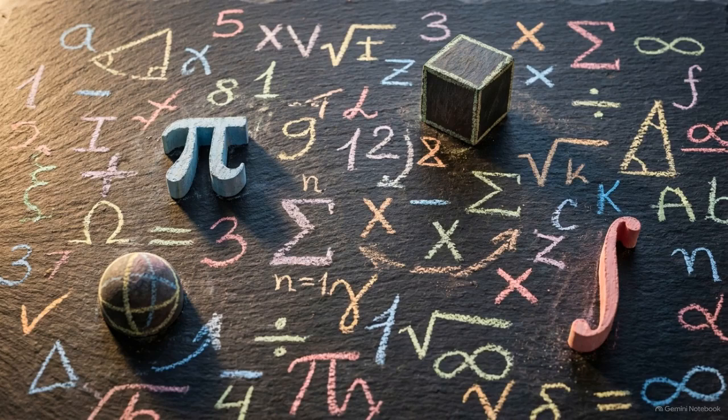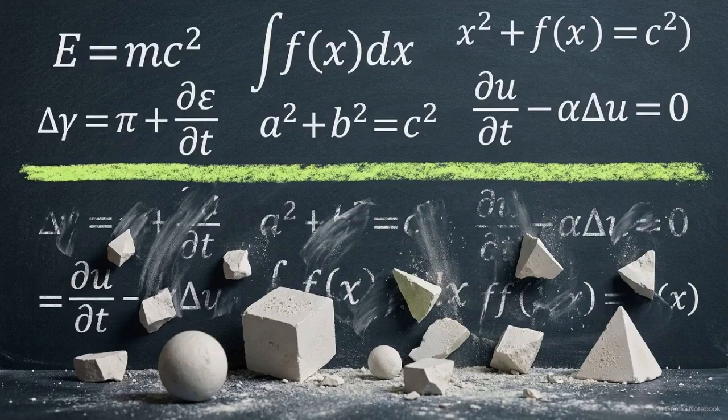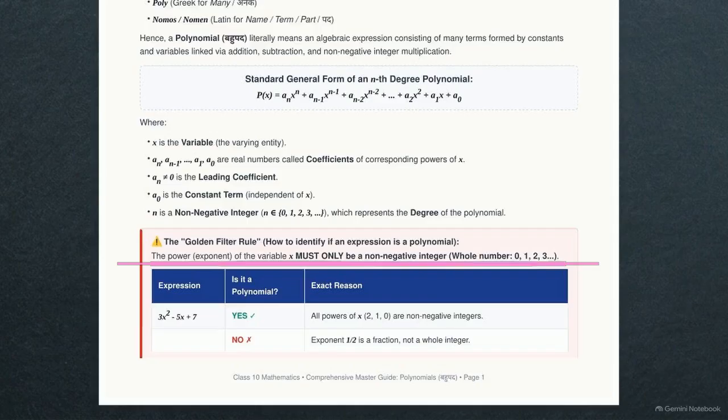However, you cannot just string numbers and letters together and call it a polynomial. The expression has to survive a strict structural test. We look at the golden filter rule. This requirement isolates the exponent of the variable. In this first row, the expression 3x squared minus 5x plus 7 works perfectly. Every power attached to a variable, 2, 1, and 0, is a non-negative integer.